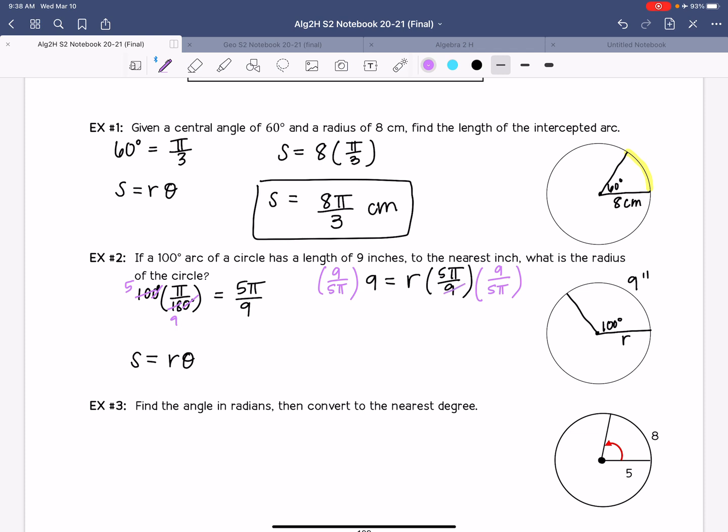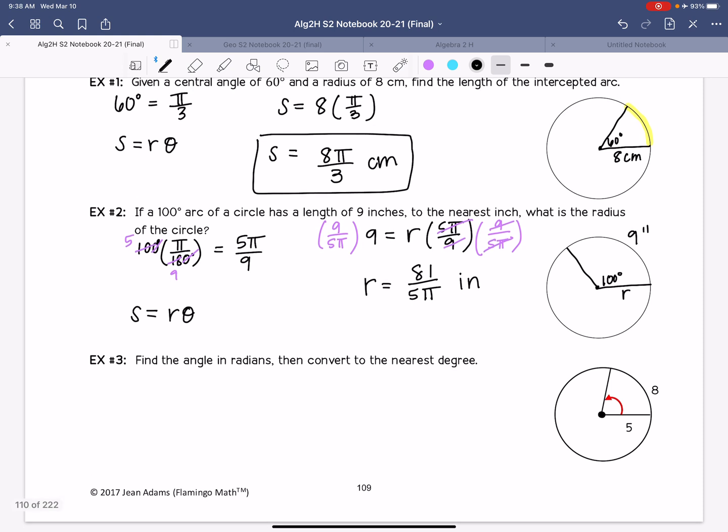Obviously these will simplify, so I'm just left with R. On this side, we get 9 times 9 is 81 over 5 pi, and this is in inches. So my radius would be 81 over 5 pi inches. Again, if we wanted a decimal, you would just plug this into a calculator: 81 divided by 5 pi. Get your decimal.